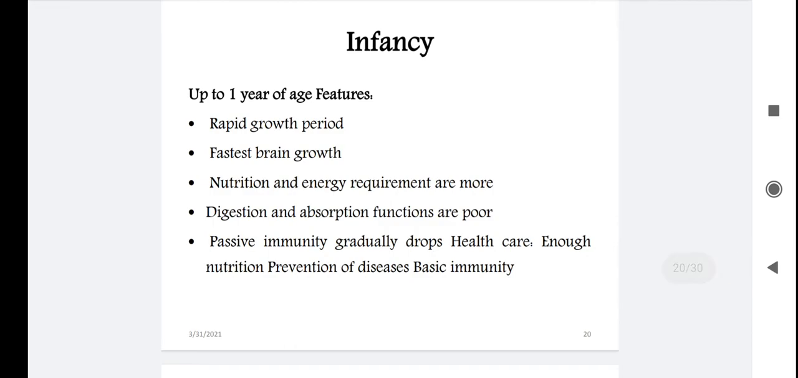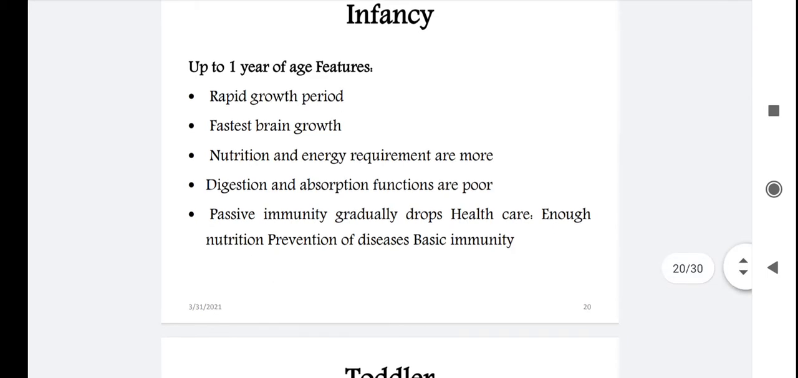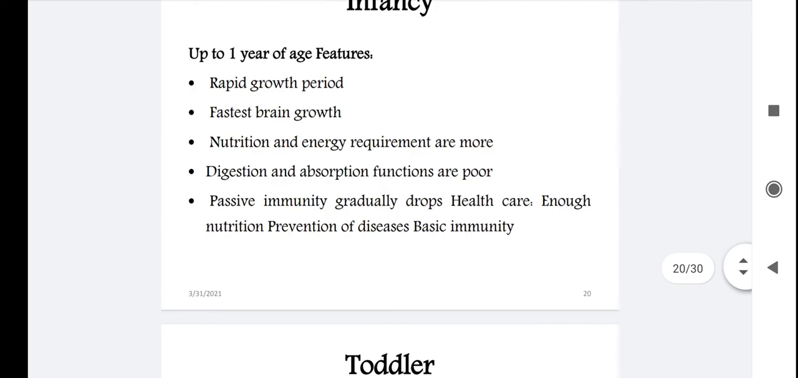The second growth period is infancy. Infancy is a period up to 1 year of age, more than 4 weeks, and up to 1 year. This is called the childhood stage. Here the features are rapid growth period, fastest brain growth, nutrition and energy requirements are more, digestion and absorption function are poor, passive immunity gradually drops. Health care: enough nutrition, prevention of disease, and basic immunity.